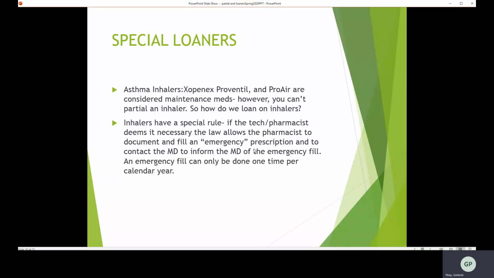Okay. So inhalers have a special rule where once a year, if the person happens to run out of refills, they can get an emergency fill of that inhaler, but it can only be done once a year.